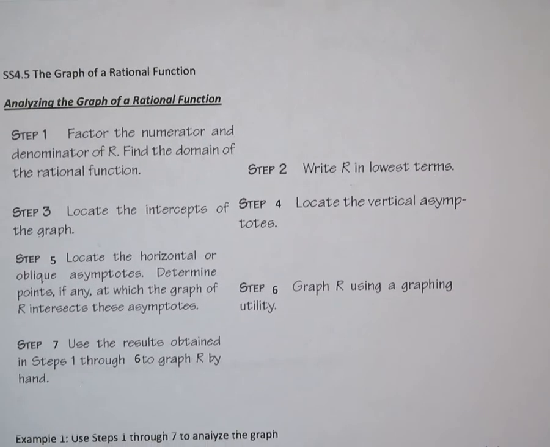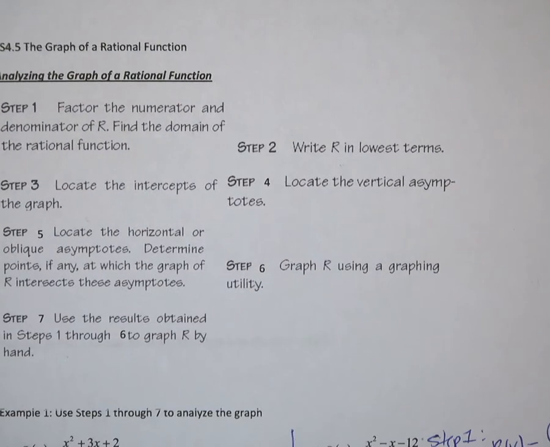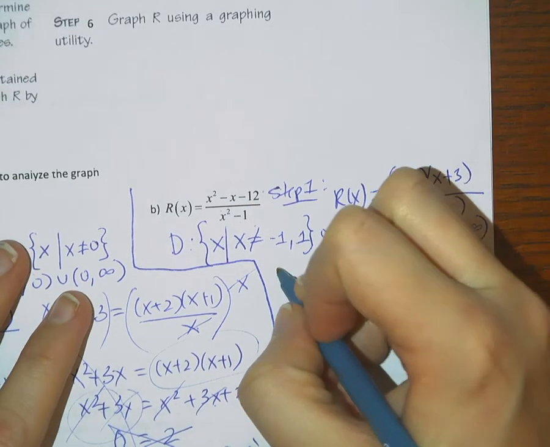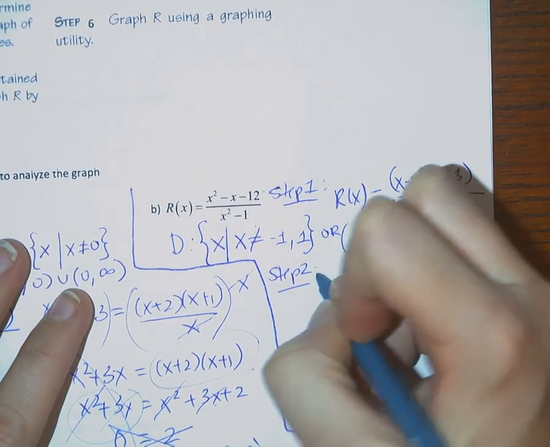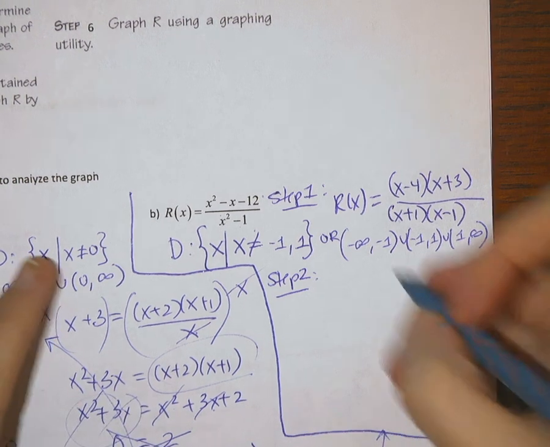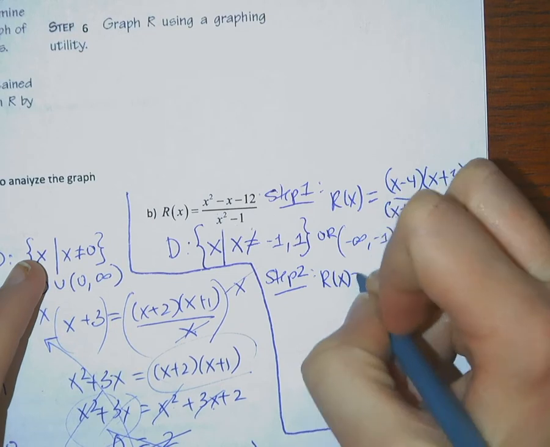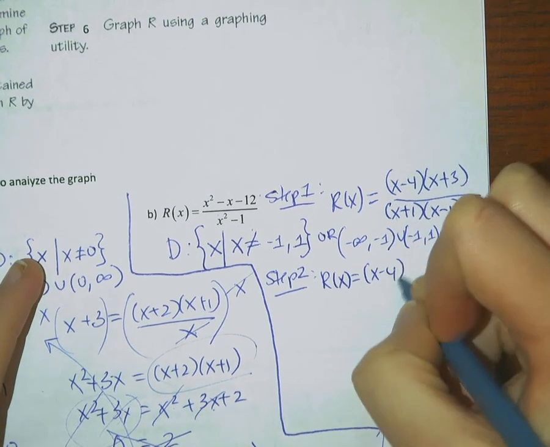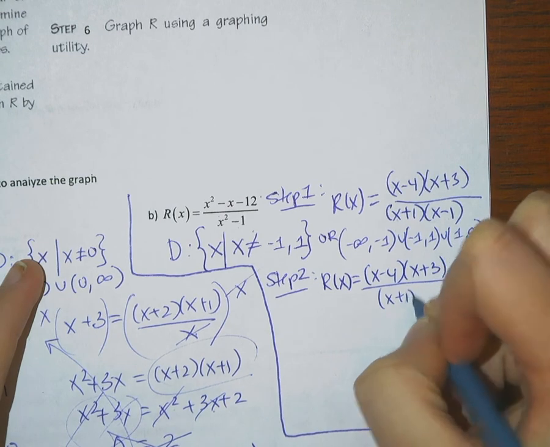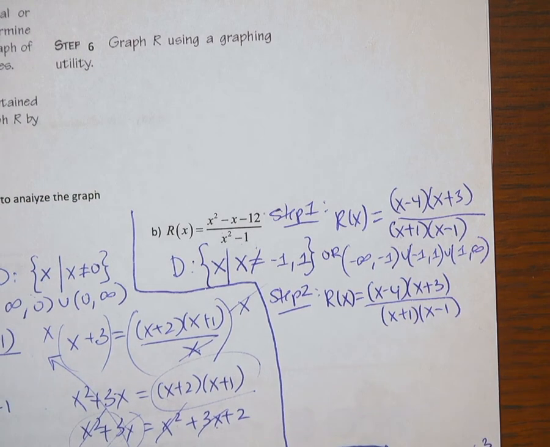Step 2 asks us to write our rational function in lowest terms. We look back to our rational function and ask ourselves if there's anything we can cancel or simplify. We see here that we have no common factors between the numerator and denominator, so there is nothing to cancel. So we are at our simplified lowest terms. I can just rewrite this: x minus 4 times x plus 3 over x plus 1 times x minus 1. Simplified.